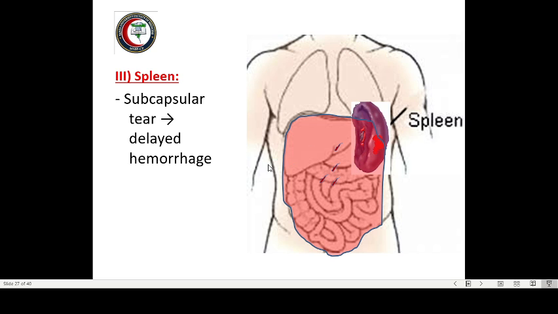We call this hemoperitoneum. Collection of blood in the peritoneal cavity is called hemoperitoneum. The process we described takes time, so the bleeding is delayed. It may occur several days after trauma. So we may have a question in the exam: explain delayed intraperitoneal hemorrhage may occur after abdominal trauma. We must discuss and describe this mechanism.